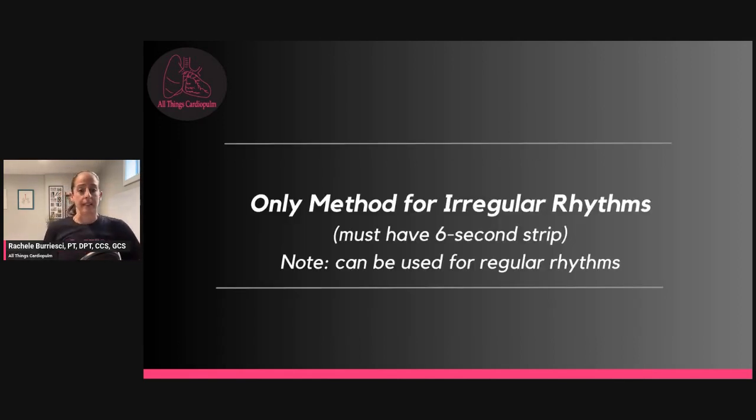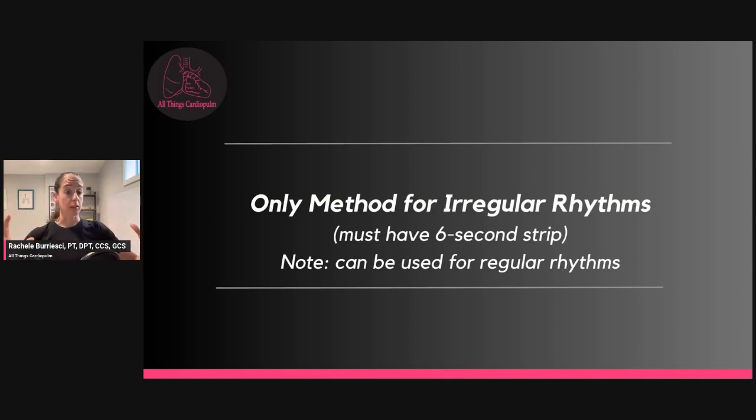The last method, in my opinion, is the easiest. It is. But you have to have a 6-second strip. If you don't have a 6-second strip, you can't use this method. You can't just times everything by 10 and hope for the best. So you have to know how to ensure a strip is a 6-second strip before you can even use this method. You can only use this method if it's an irregular rhythm.